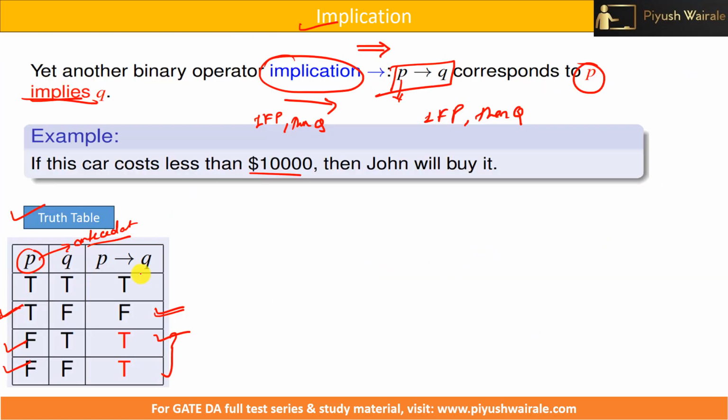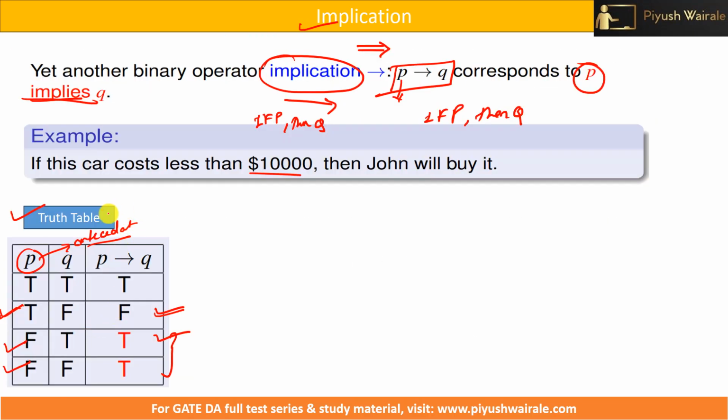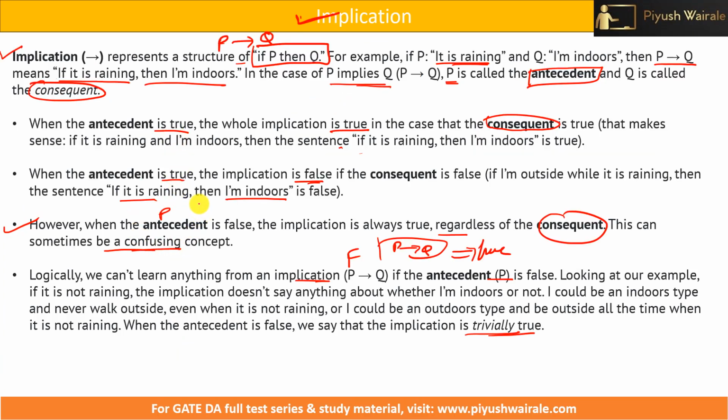So this is what we have discussed in the truth table. Whenever the antecedent P is false, P implies Q is always true irrespective of the value of Q here, right? So please remember this truth table, very important from the exam point of view. And this is the reasoning behind that particular truth table.